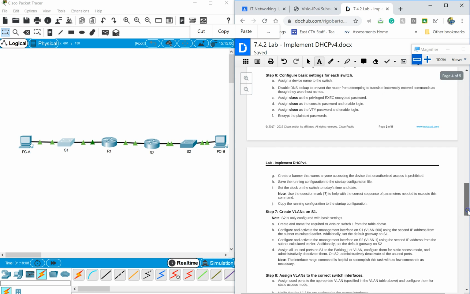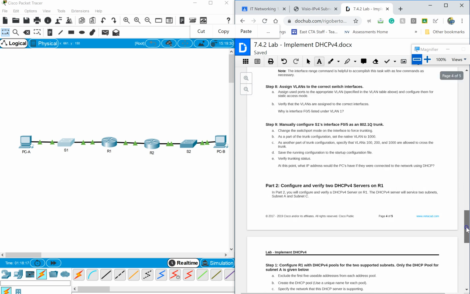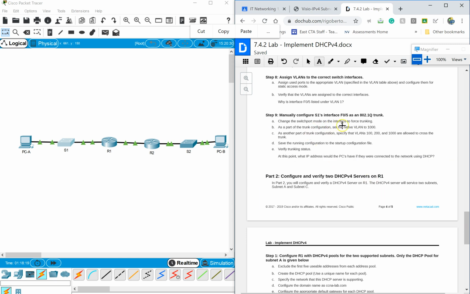Going back over here. Let's see. So I did the 802.1Q trunk, right? That's port 5. Put in switchport mode trunk. Switchport trunk native VLAN 1000. And then switchport trunk allowed VLANs 100, 200, and 1000. All right. Then it wants you to verify trunking and all that.